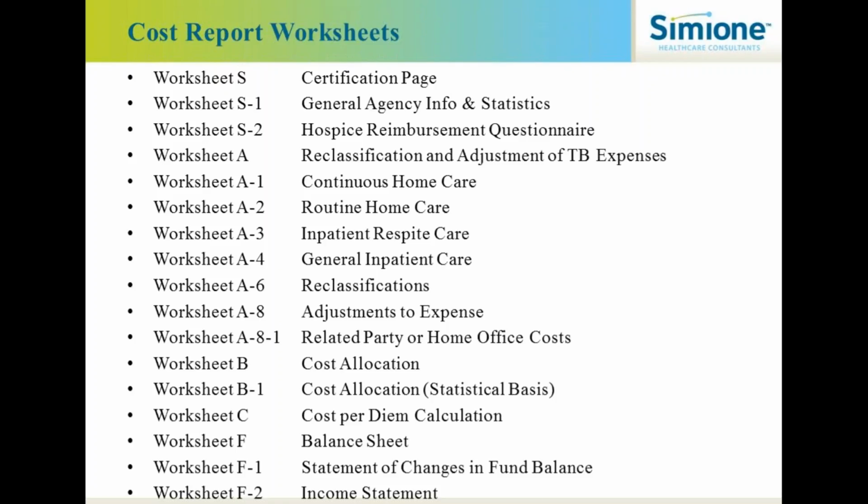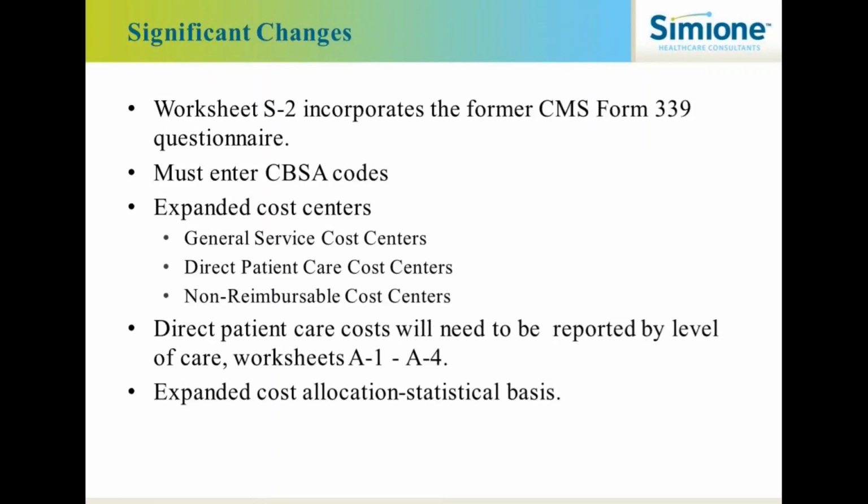Next slide, please. So now let's move on and talk about the significant changes of the cost report. So worksheet S2 now incorporates the former CMS 339 questionnaire. Good thing is the questions have been scaled down. It's probably down about 5 or 6 questions. Again, you must enter your CBSA codes. This is something you will have to obtain from your internal records. There are expanded cost centers under the general service cost centers, the direct patient care cost centers, and the non-reimbursable cost centers. And we'll go through each of these cost centers later on in the presentation.